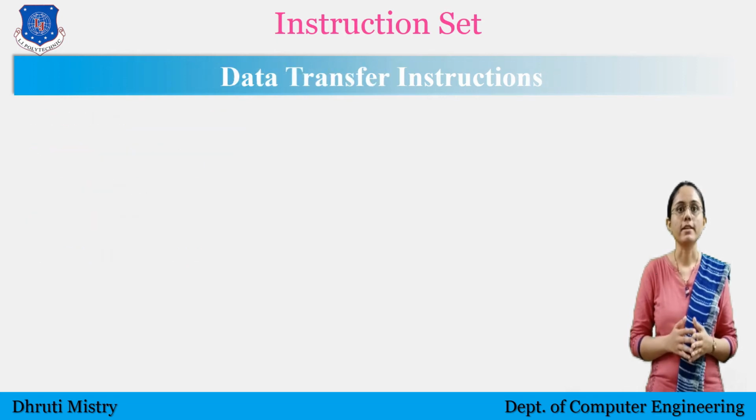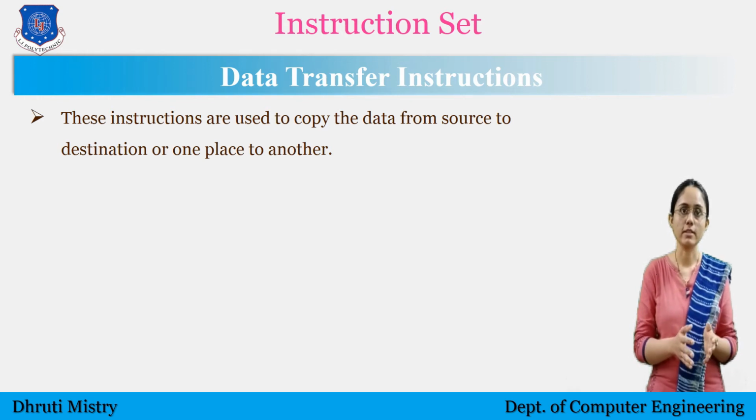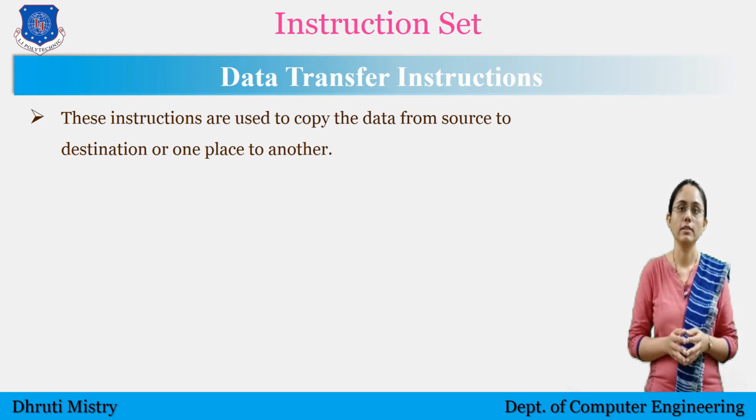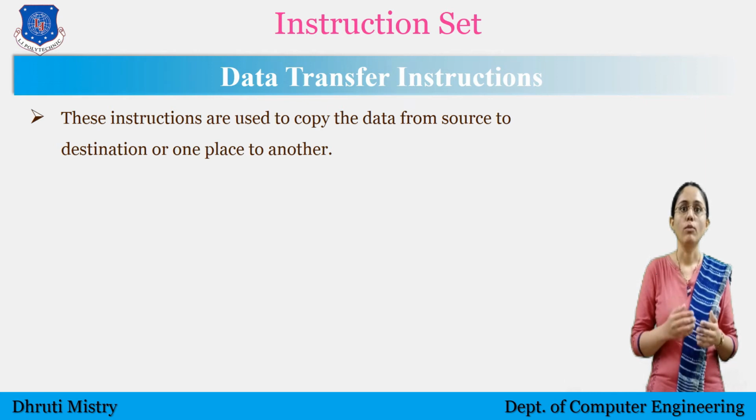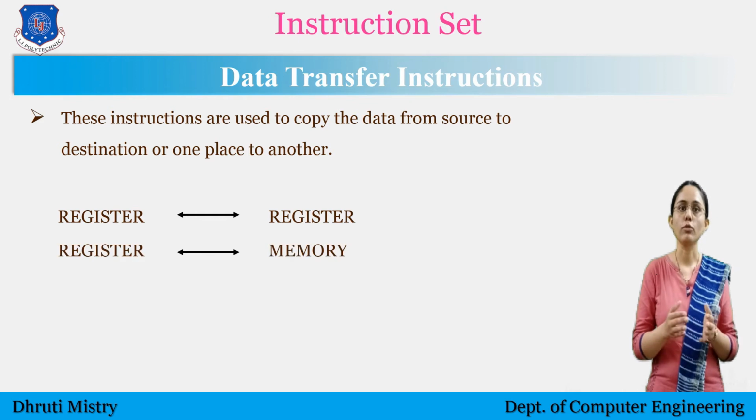First, we will understand data transfer instructions. These instructions are used to copy data from source to destination, or from one place to another. While copying, the contents of the source are not modified. These instructions move data between register to register and between register to memory. Basically, we have 6 different instructions in the 8085.